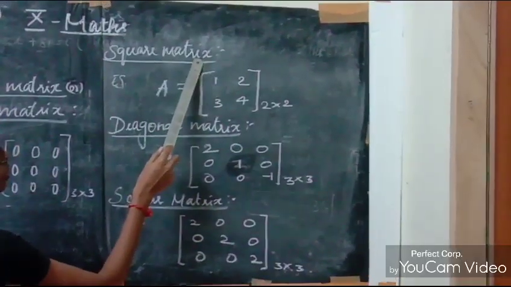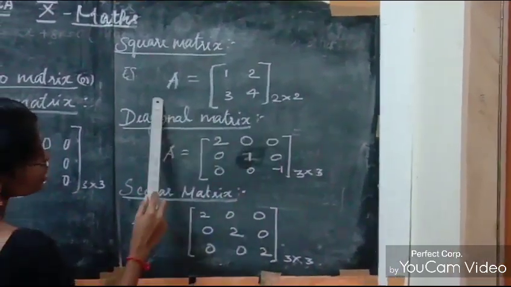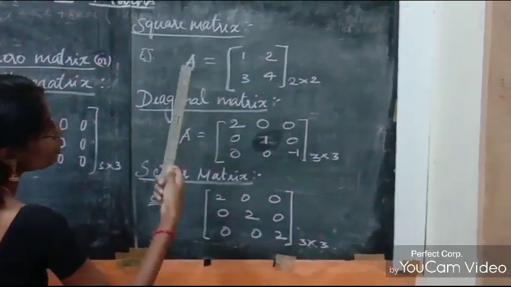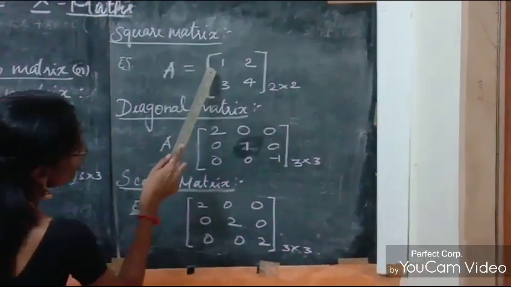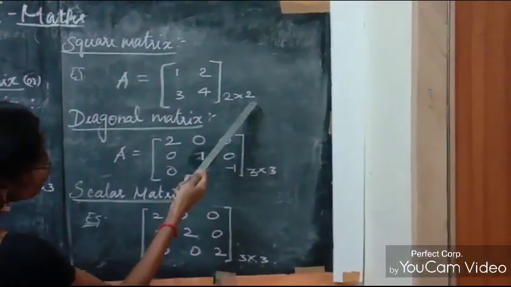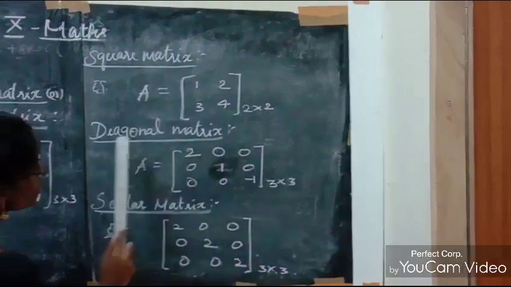Okay. Square matrix. This is an example for a square matrix. 2 cross 2, 1 cross 1, 3 cross 3. These are the orders of a square matrix. See this. In a square matrix, the number of rows will always equal the number of columns. This is called a square matrix.